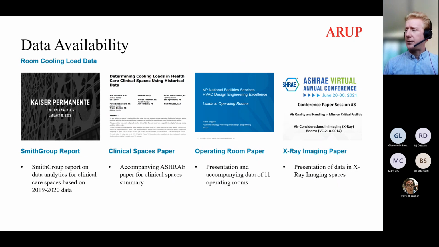A separate ASHRAE paper, for operating rooms, looked at 11 different operating rooms and the load profiles within those, or the loads within those spaces. And then finally, a paper looking at X-ray imaging spaces with 3 different imaging rooms where we could look at cooling load.